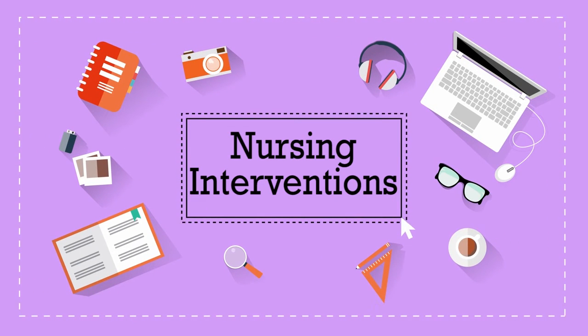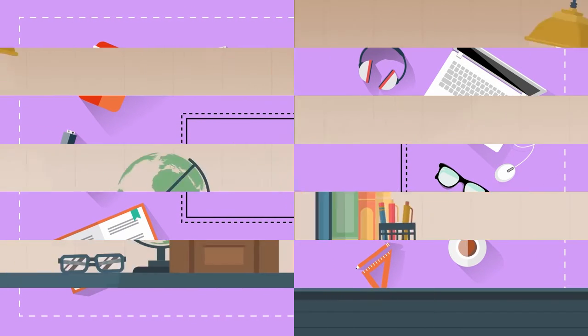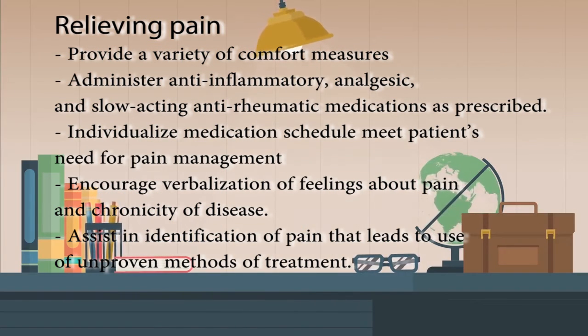Nursing interventions. For relieving pain, provide a variety of comfort measures. Administer anti-inflammatory, analgesic, and slow-acting anti-rheumatic medications as prescribed. Individualize the medication schedule to meet the patient's need for pain management. Encourage verbalization of feelings about pain and chronicity of disease. Assist in identification of pain that leads to use of unproven methods of treatment.